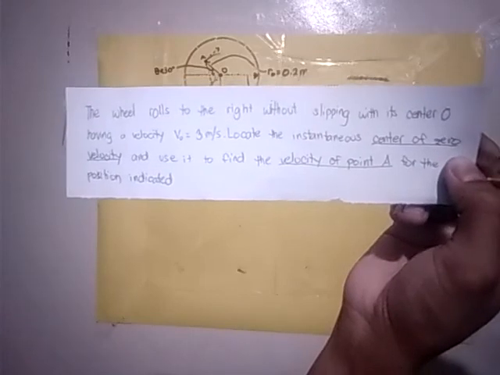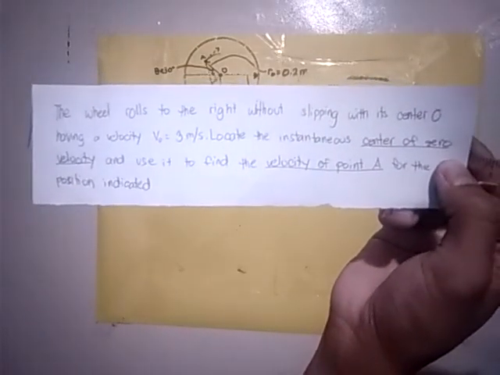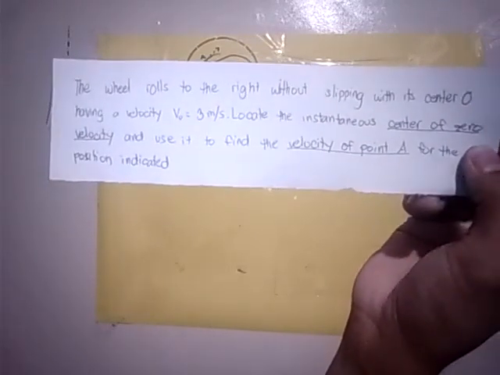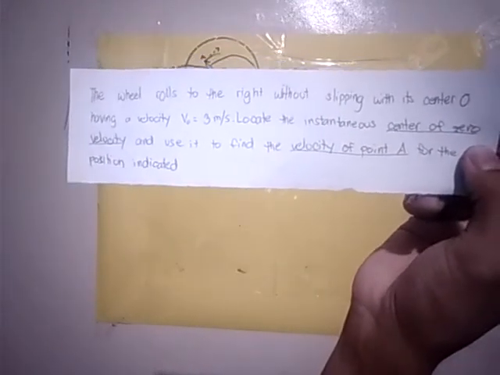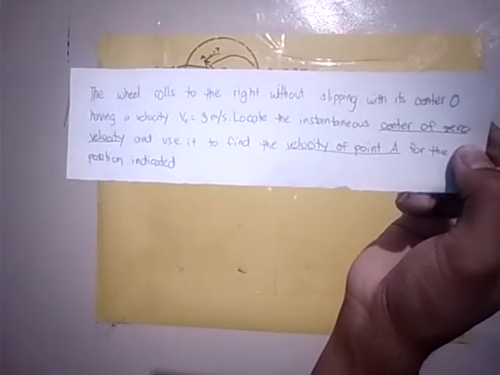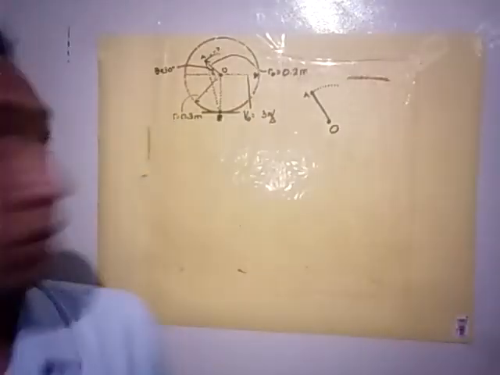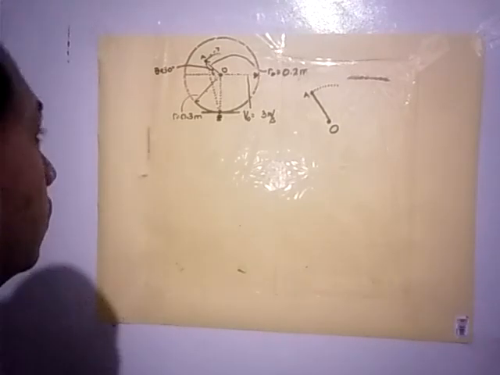So this problem is about the instantaneous center of zero velocity. So this is the problem. The wheel rolls to the right without slipping with its center O having a velocity VO equal to 3 meters per second. Locate the instantaneous center of zero velocity and use it to find the velocity of point A for the position indicated. So this problem or this figure is just like my previous video.